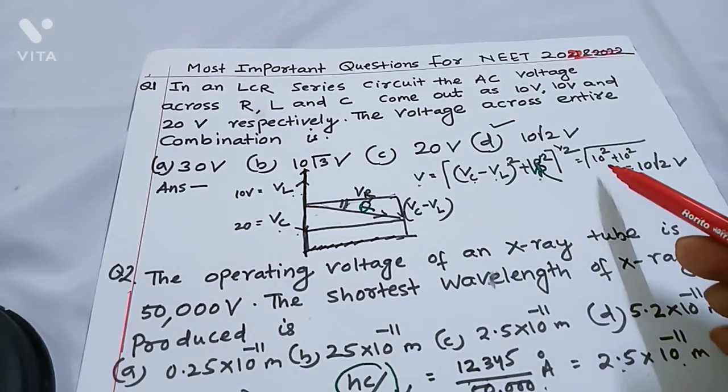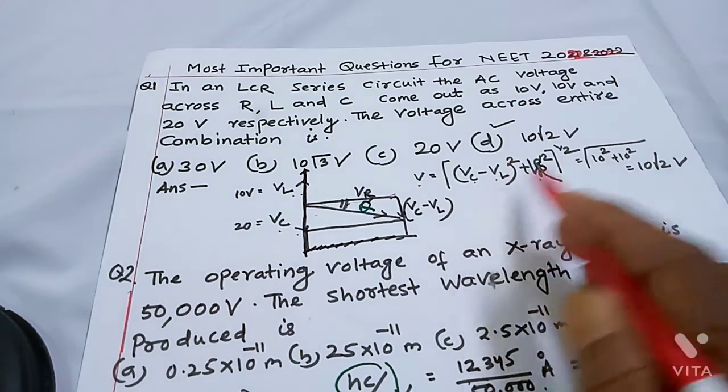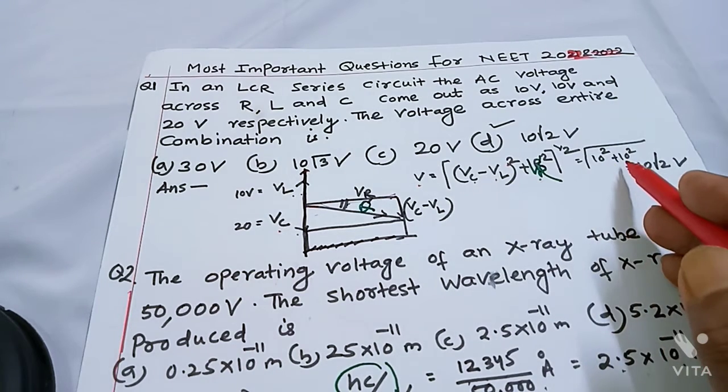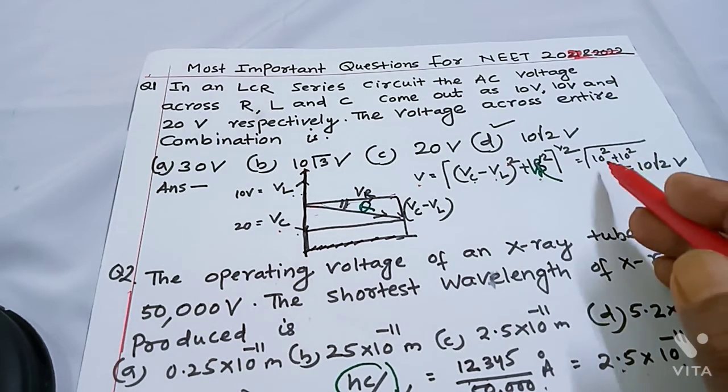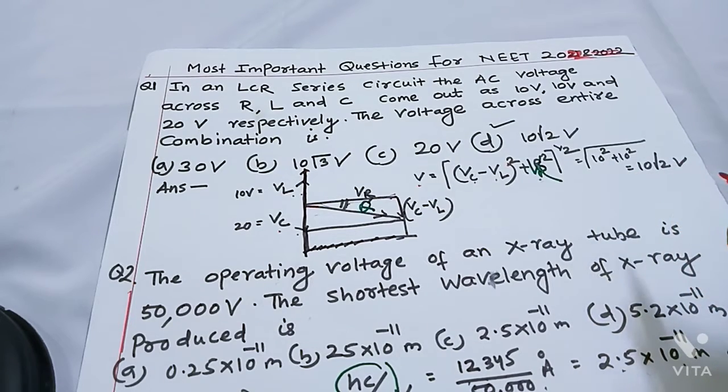As per the question, Vr is 10 volt, Vl is 10 volt, and Vc is 20 volt. So 20 minus 10 is 10, 10 square plus Vr square, 10 square. So the answer is 10 root 2. This is a very important question.